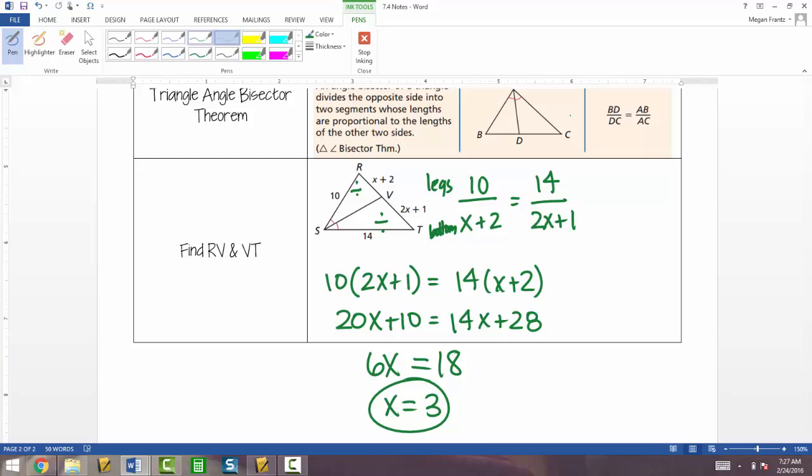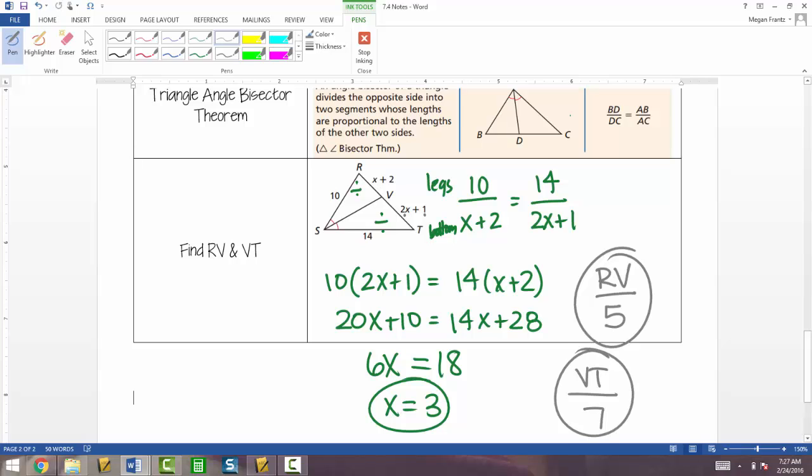Pay attention to what the directions asked us. They did not ask us for x. They wanted RV and VT. So we've got to plug this in. RV is 3 plus 2, which is 5. And VT is a little more math, but it's 3 times 2, which is 6, plus 1, which is 7. And then double check that this works. 10 over 5 is equal to 14 over 7. That's definitely true. Both of those simplify to 2.